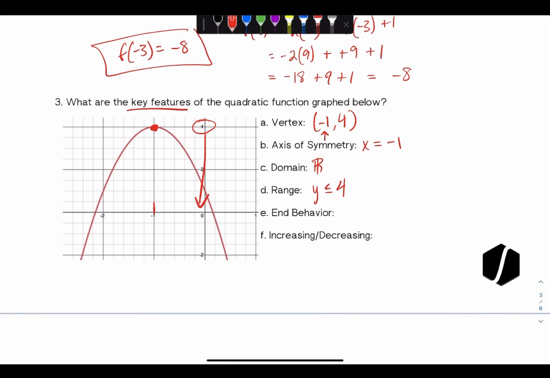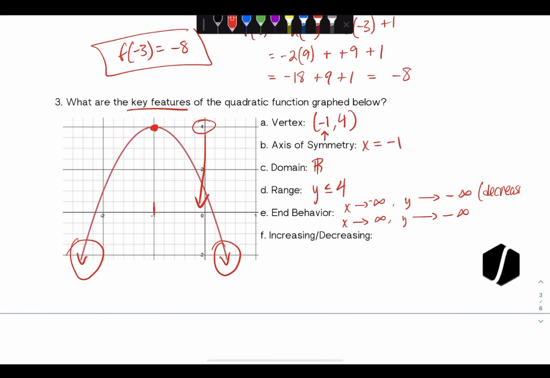All right, so end behavior. We have as x goes to negative infinity on the left side, and as x goes to positive infinity, what are the y values doing? Well, this is a parabola, so both sides are doing the same thing. We see both sides of the graph are pointing down, so the y values are going to negative infinity. Or we could say decreasing. They're decreasing, they're going to negative infinity. Either one of those would be correct.